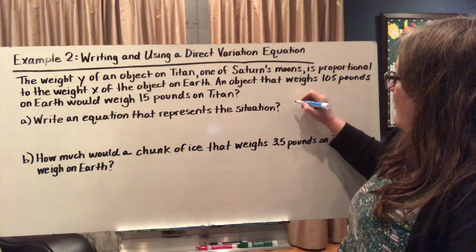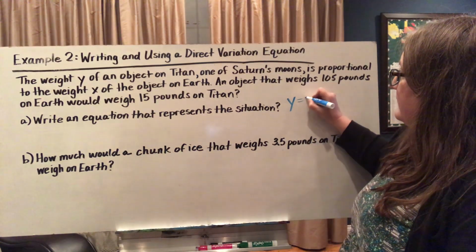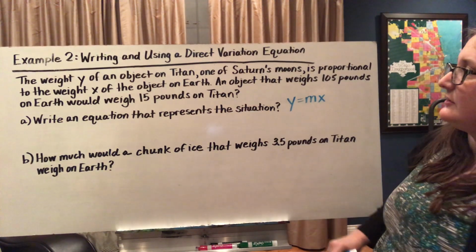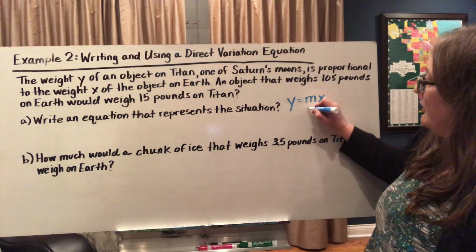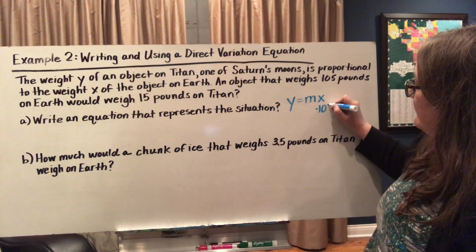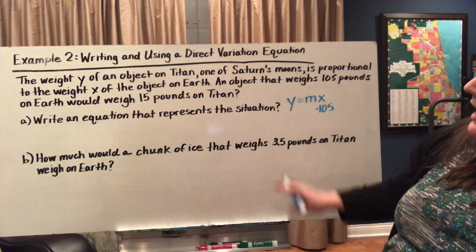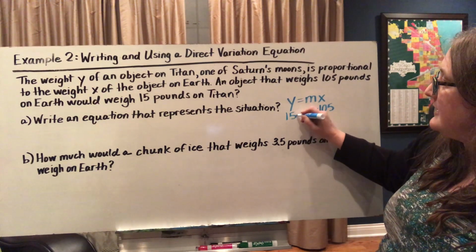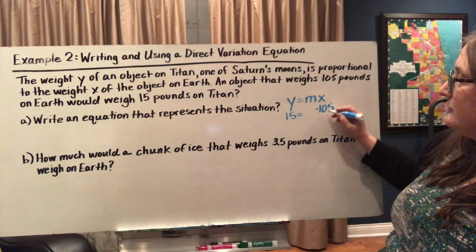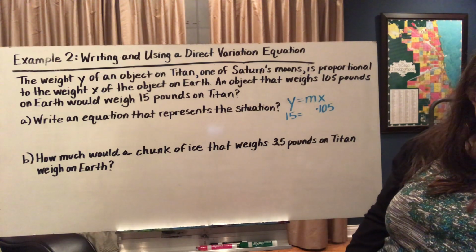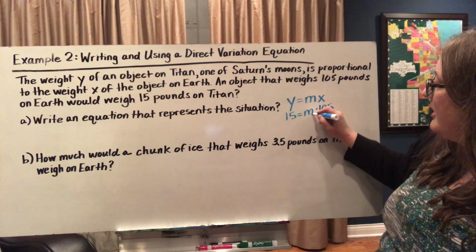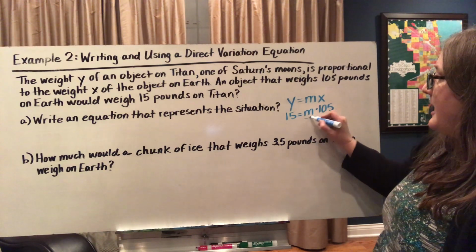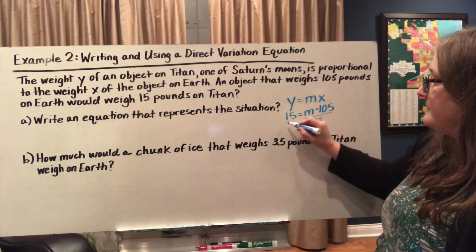So we are wanting an equation in this form. y equals mx, a direct variation equation. Now, they told us x is going to stand for the weight of our object on Earth. So x is going to be 105. And the answer we want here, when we multiply something by 105, we're getting an answer of 15. On Titan, this person who's 105 pounds only weighs 15 pounds. So we're actually searching for this number right here, our constant of proportionality. So to solve for m, I'm going to divide both sides by 105.